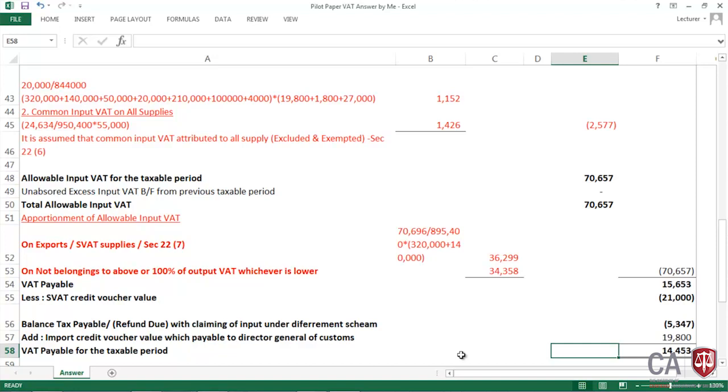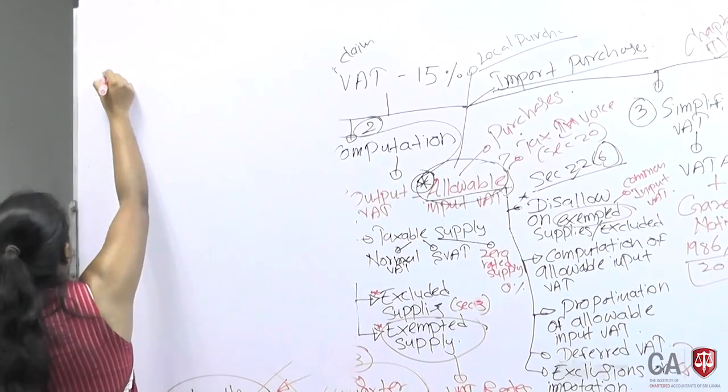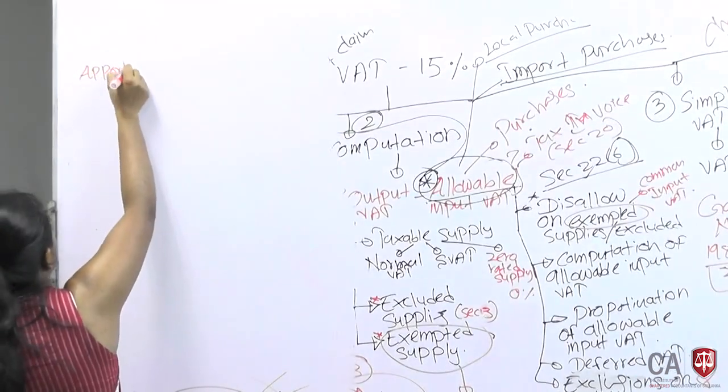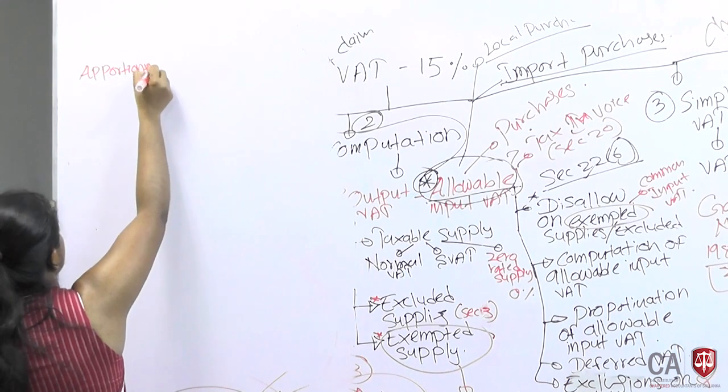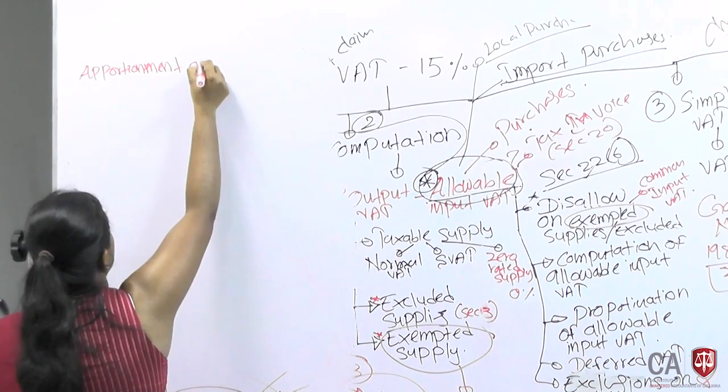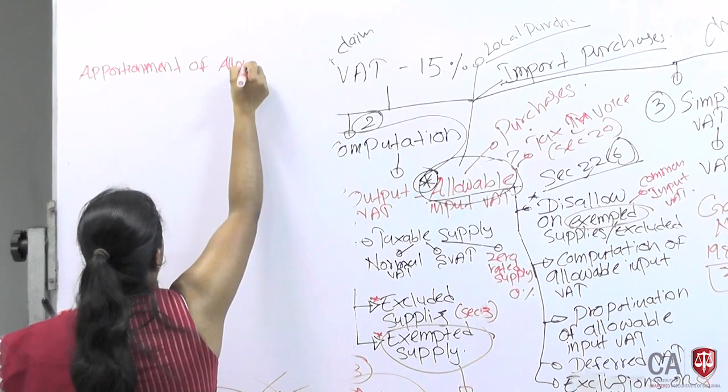Apportionment of the allowable input VAT. The same thing is in the question I am doing, for you to understand it very clearly. Okay, apportionment of allowable input VAT.